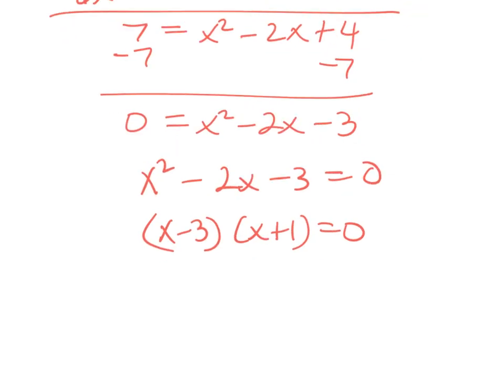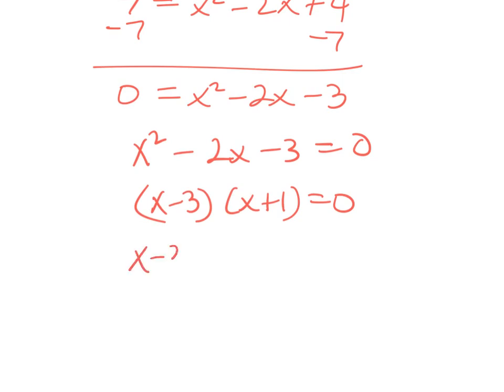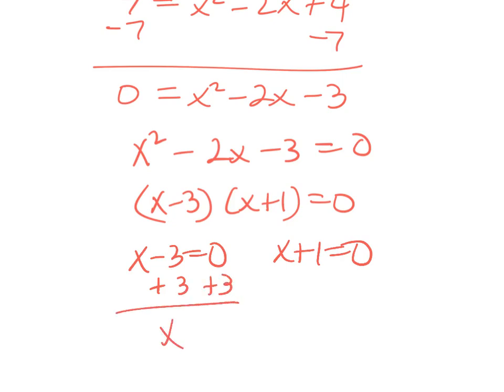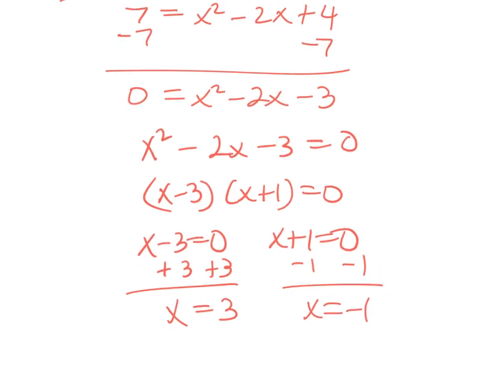Set each of the factors equal to 0. Add 3. Okay. X equals 3. X equals negative 1. Again, here's where it changes. Notice all the other ones we did, the negatives failed. This time, they're both going to work.